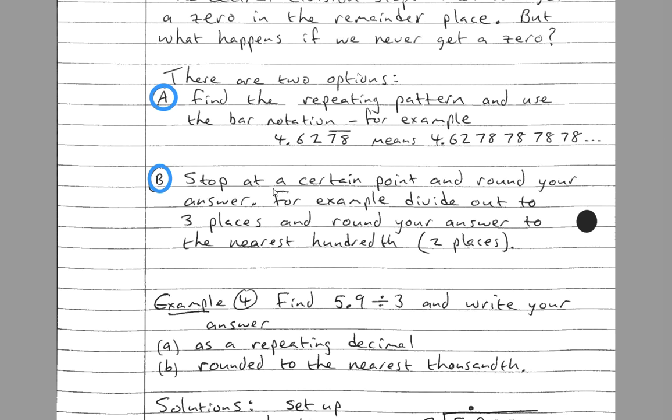The second option is to just stop at a certain point and then round your answer. You go one place further than you're rounding. For example, if you divide out to 3 places, then you could round it correct to the nearest hundredth, to 2 places. So use the last place you've calculated to do the rounding.